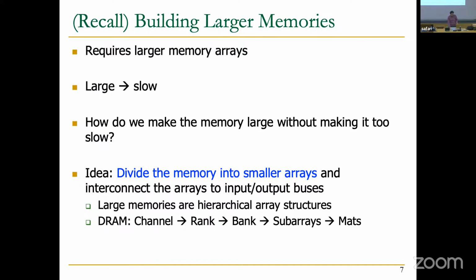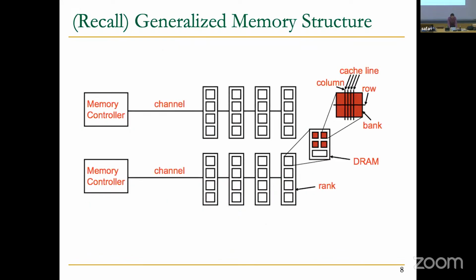For DRAM specifically, the hierarchical organization looks like this. You have a channel, then a rank, bank, some subarrays, and mats. Here's another view of that hierarchical structure. I'm going a bit fast because we covered this in the last lecture. I'll start from the rightmost side again. I cannot see my pointer, just a second. Okay. You can see my pointer here.